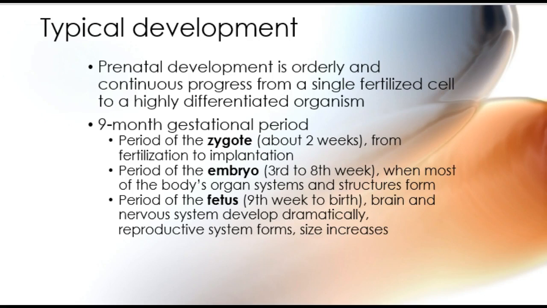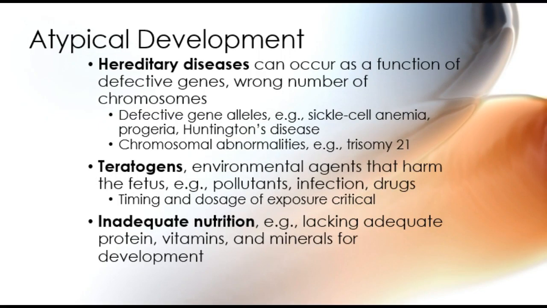So we usually are going to be covering typical development, but there's always going to be a section in each chapter that discusses atypical development. So what role do genes and environment play in atypical development? We see deviations in either the genome or the environment that can push the developing organism off course.